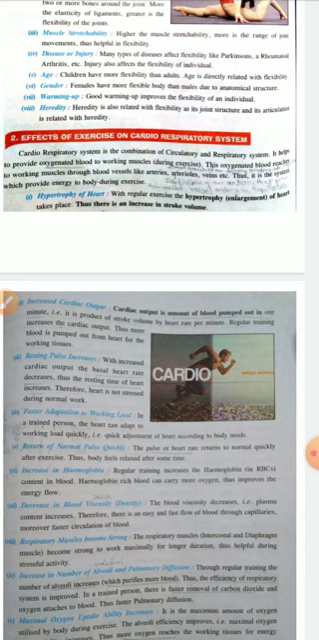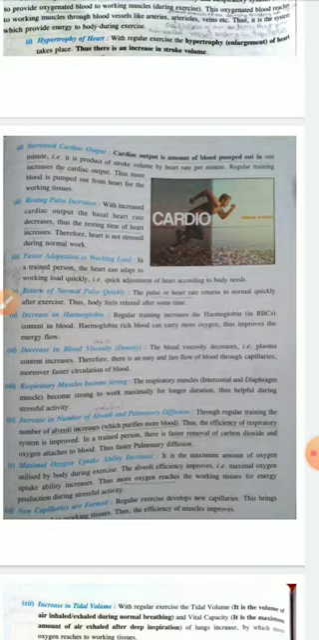First is hypertrophy of the heart. With regular exercise, hypertrophy, meaning enlargement of the heart, takes place. Thus, there is an increase in stroke volume. If the hypertrophy of the heart is more, then there is an increase in stroke volume, and stroke volume is the amount of blood pumped out by the heart in one contraction. That is, the amount of blood pumped out by the left or right ventricle in one contraction.